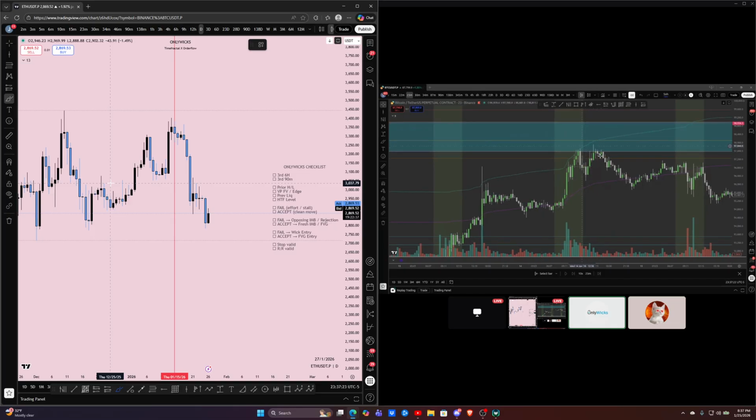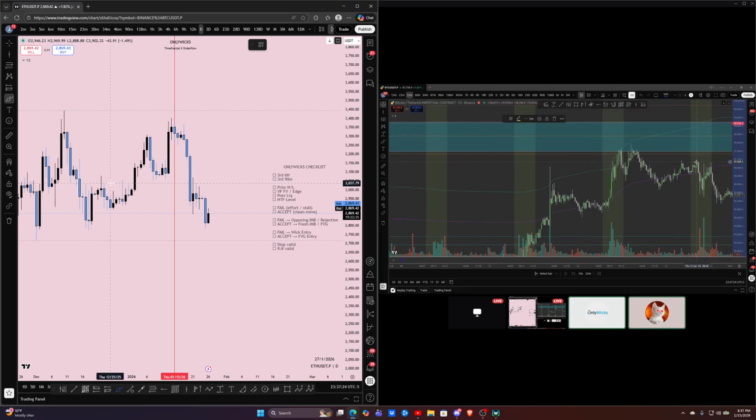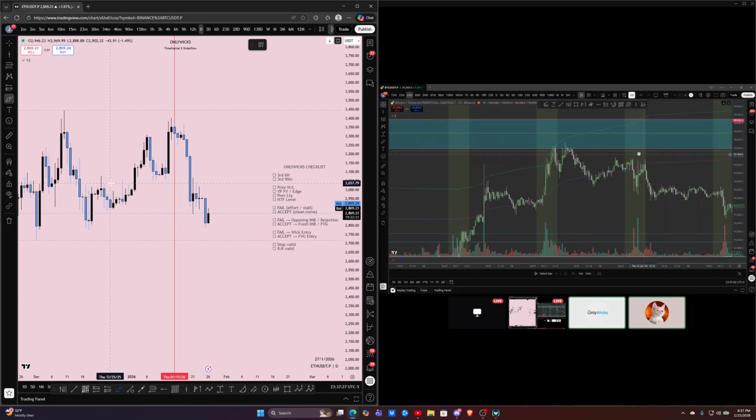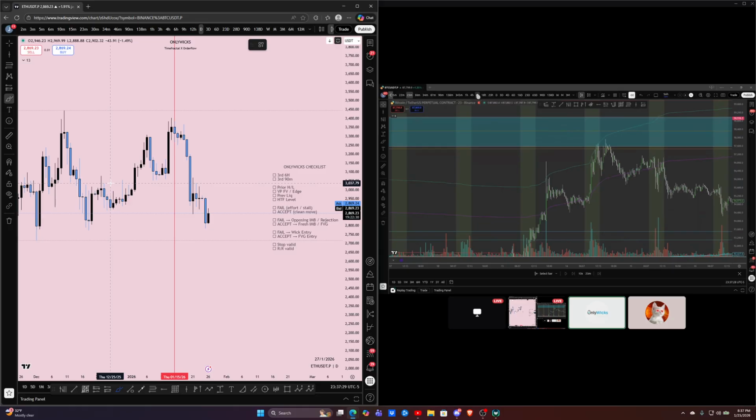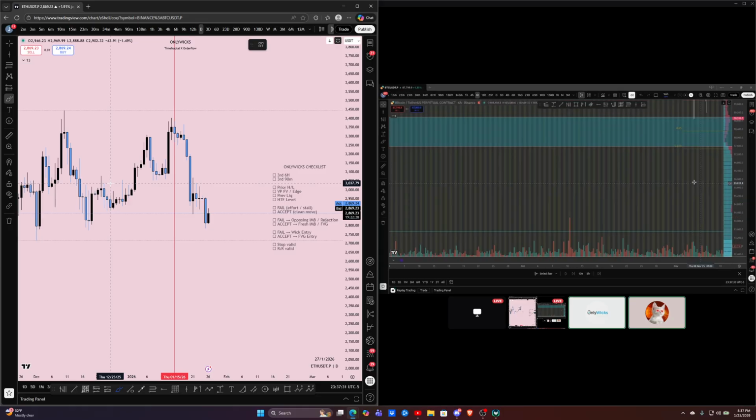You guys can see the lower high entry here, right on the third 6. And then you guys can see when they sin.